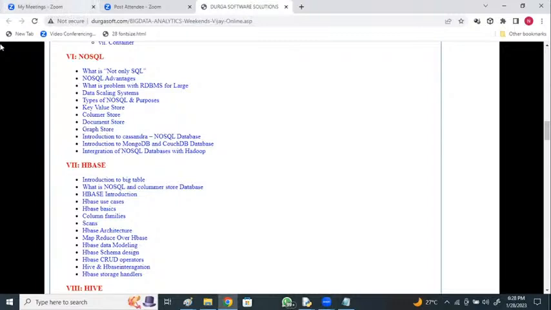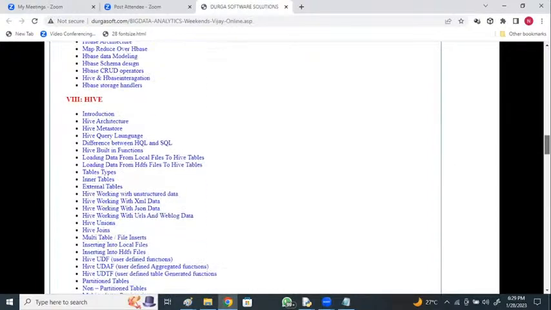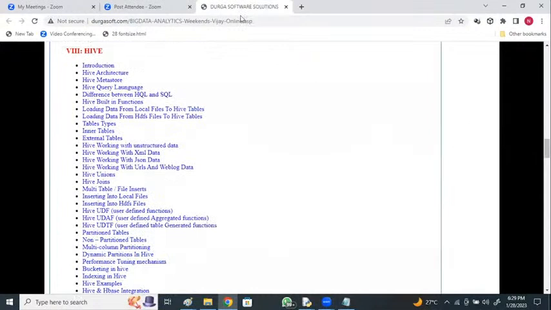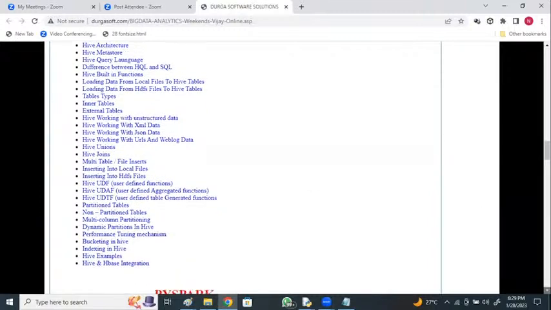And as part of our course, I'll be discussing HBase, one NoSQL database: HBase, HBase data modeling, CRUD operations, and HBase integration. And next, the important Hadoop component Hive, which is used for data warehousing. We use a language called HQL here: loading data, making the data structured, creating tables, internal tables, external tables. We're working with unstructured XML, JSON data, working with URL weblog data, unions, joins, UDF, UDAF, UDTFs, right? Non-partitioned and partitioned tables, indexing, bucketing, partitioning, static partitioning, dynamic partitioning, right?